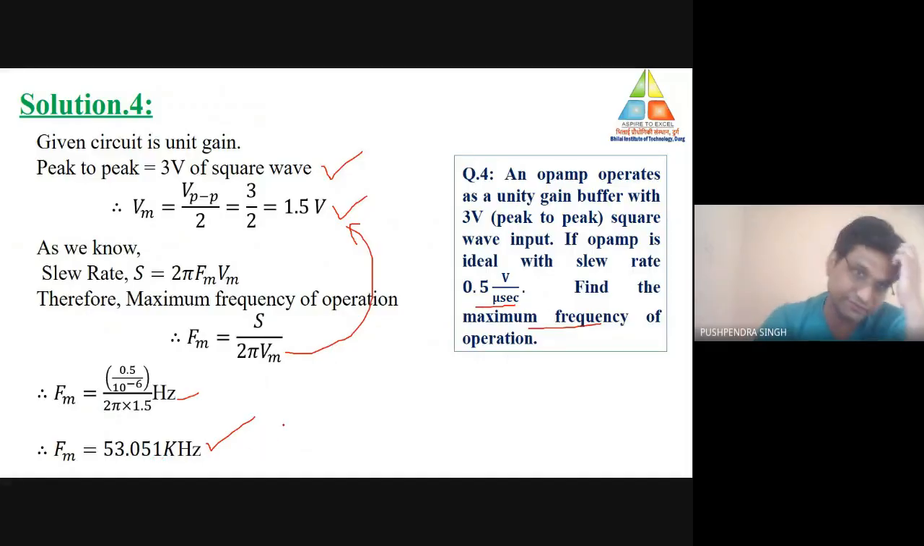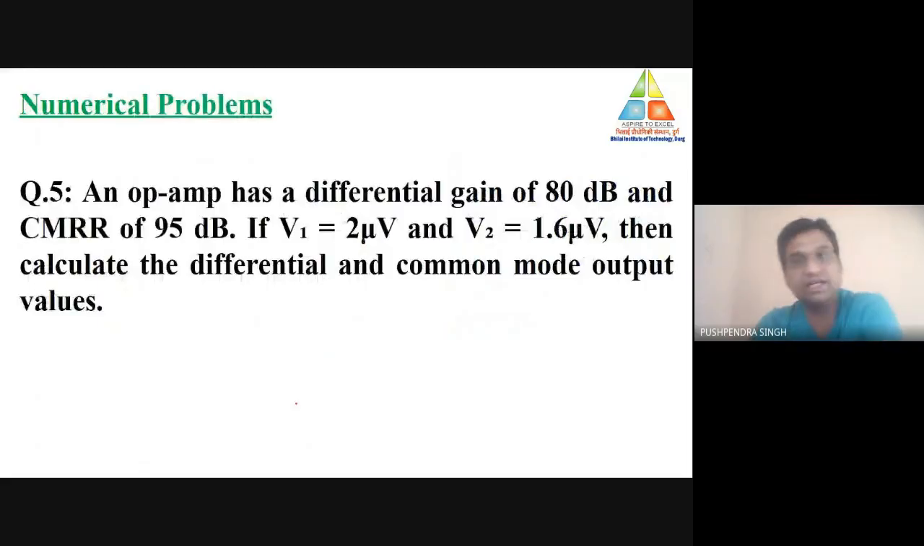Now question number 5. This question is related to differential mode gain and common mode gain. So here, an op-amp has a differential gain of 80 dB and CMRR of 95 dB is given. If V1 is 2 microvolts and V2 is 1.6 microvolt, then calculate the differential and common mode output voltage.